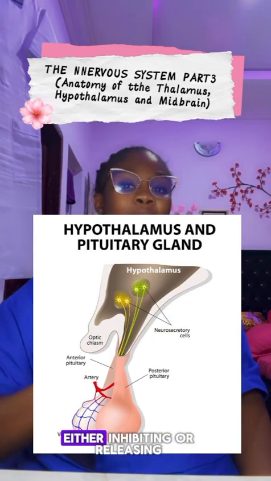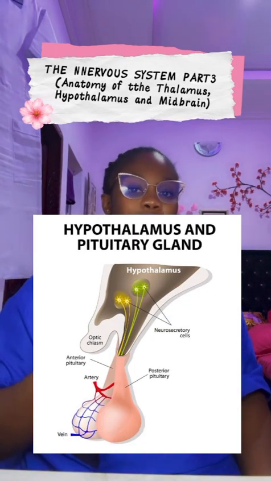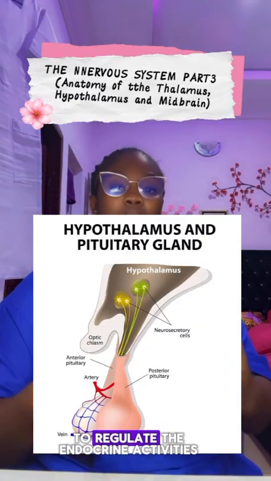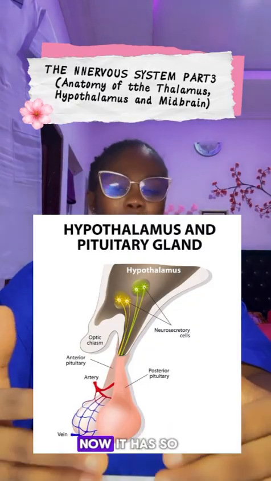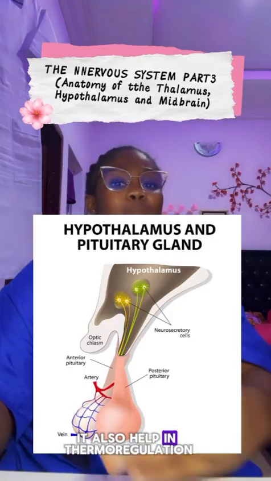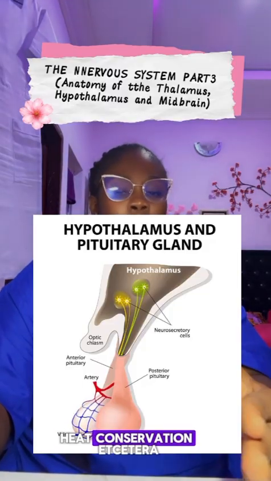Now these hormones are either inhibiting or releasing. So these hormones help to regulate the endocrine activities. Now it has so many functions. It also helps in thermoregulation, heat conservation, etc.